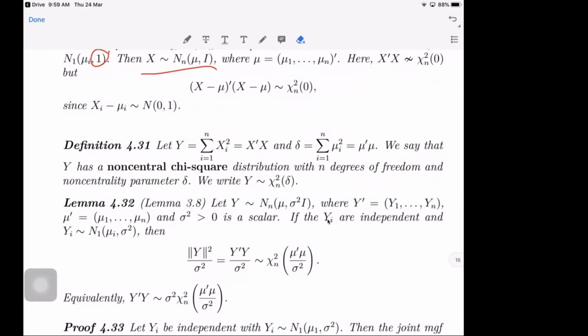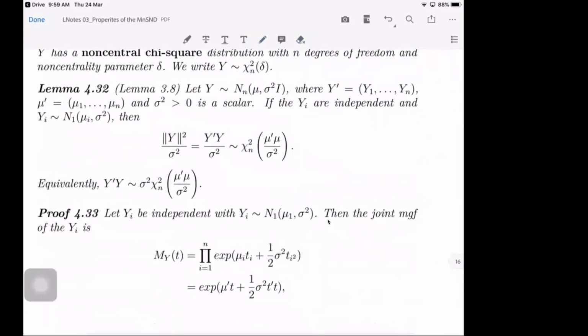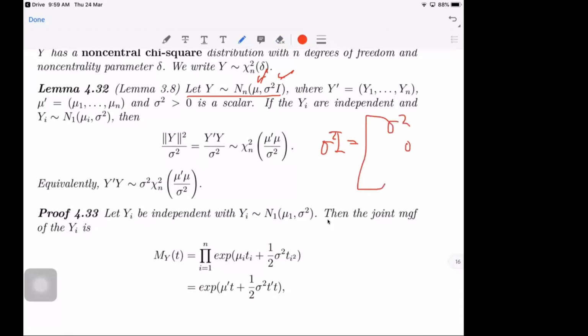Okay. So, this is the first result. Lemma 3.8. So, observe that you have a y which is normally distributed. It is not standard normal. It has a mean mu. And it has a covariance matrix sigma squared I. Sigma squared I means your diagonal is all sigma squared, and the off diagonals are 0. So that is how it is written.